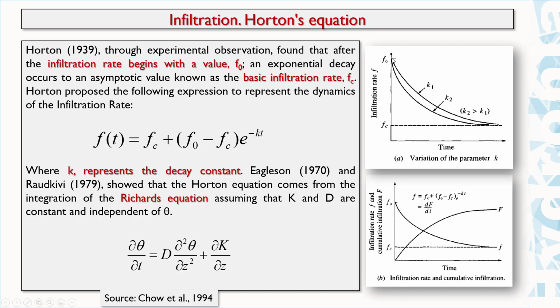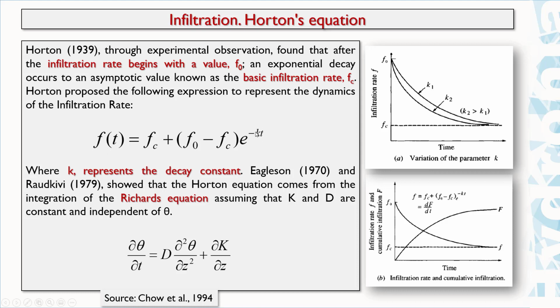The experimental observation of this infiltration rate was that an exponential decay of the infiltration rate occurs until it reaches an asymptotic value, and this asymptotic value is what we call FC, that is the basic infiltration rate. And then using this information, that is the initial infiltration rate and the basic infiltration rate, and also this kappa, that is the decay constant, and this is the exponential decay, we can, using those parameters, define the Horton equation that defines the infiltration rate as a function of time.